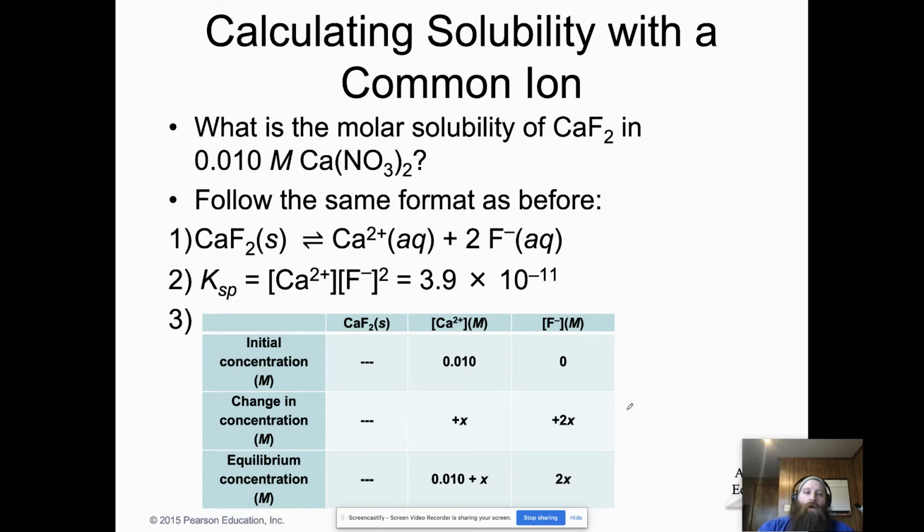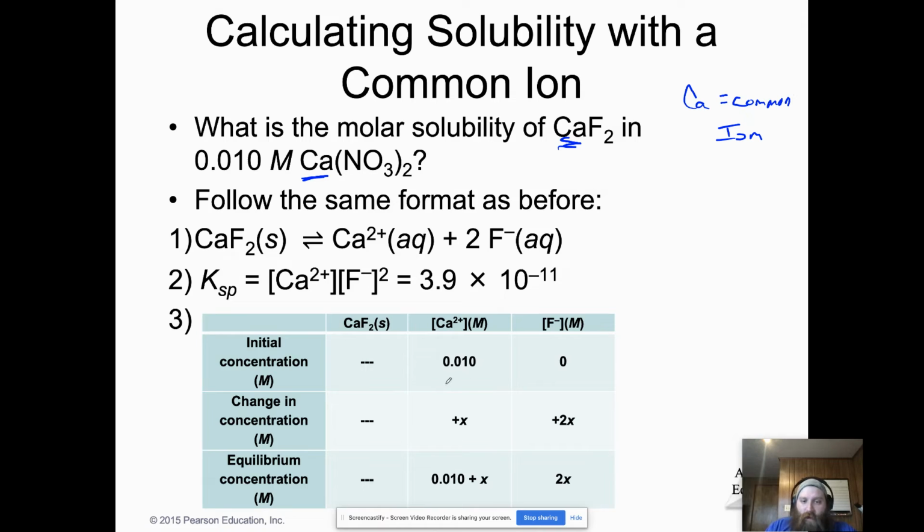All right. What is the molar solubility of CaF2 in 0.01 molar calcium nitrate? Okay, so what is different about this? What are we spotting? Well, in the first one, we just had it in water. There is no common ion. But here, we've got it in an aqueous solution of calcium nitrate. And so calcium is going to be our common ion.